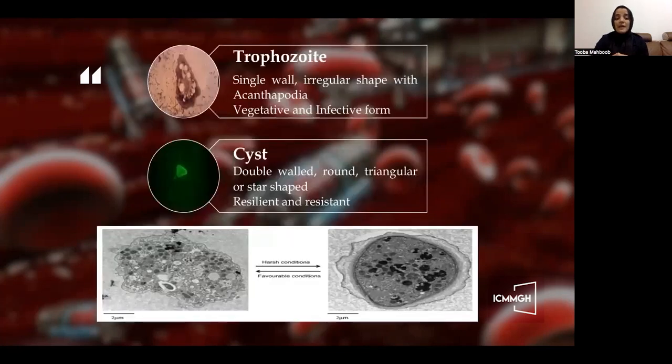Moving towards the life cycle of Acanthamoeba, basically it exists in two main stages. One is the vegetative infective stage of the parasite, known as the trophozoite stage. It has a single wall structure, an irregular shape, and also acanthopodia. Under harsh conditions such as high temperature, high pH, and high chemical pressure, it can transform itself into a more resistant and resilient stage called the cyst stage of the parasite. It has a double wall structure and can be found in various shapes like round, triangular, or even star shaped.